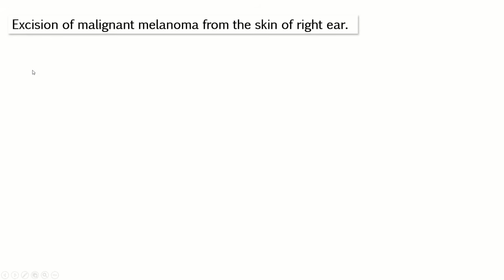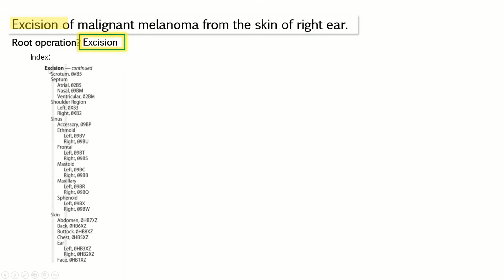What is your root operation, coder? If you said excision, outstanding. Now we're going to take that root operation and look it up in the index. Excision of what? Excision of skin? Yes. What type of skin? Skin of the ear. Which ear? Right ear. There you go. And it gives us 6 characters, 0HB2XZ.